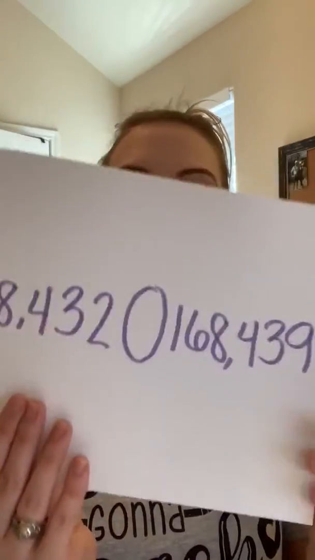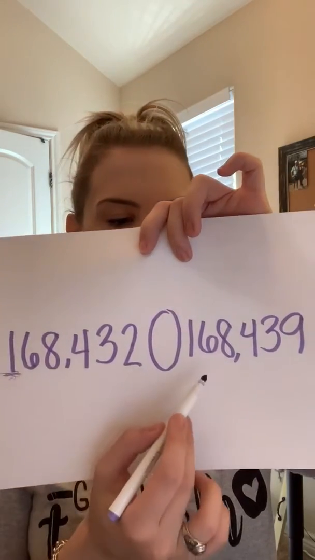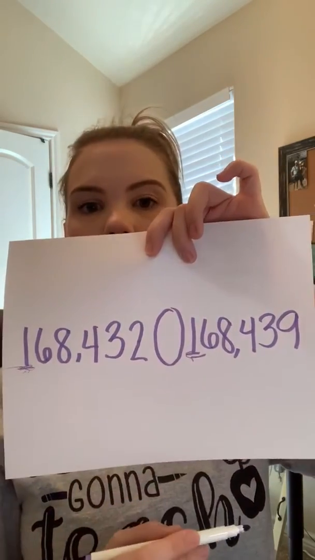So for example, if I'm comparing these two numbers, 168,432 and 168,439, I'm gonna go place by place. So my first place is my 100,000s place. So I have a 1 and a 1. What do we do? Keep it moving.